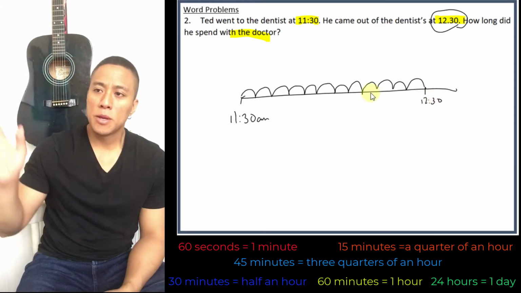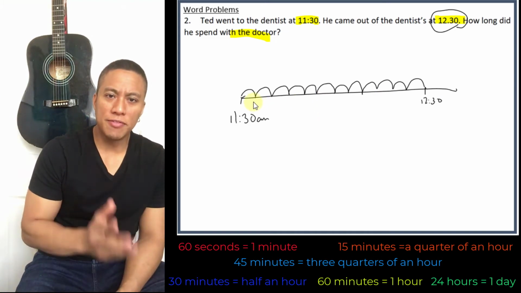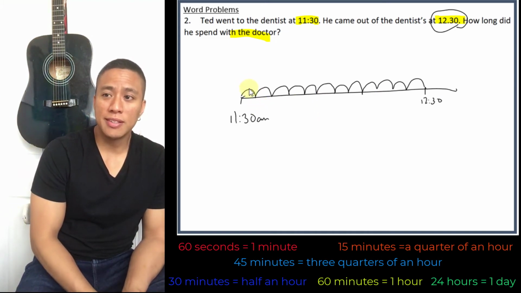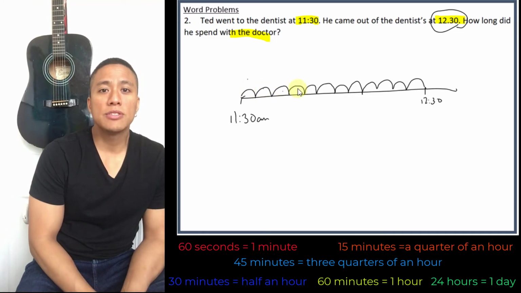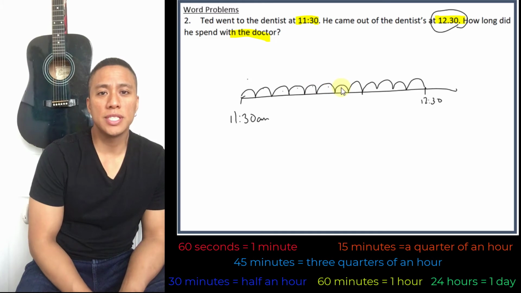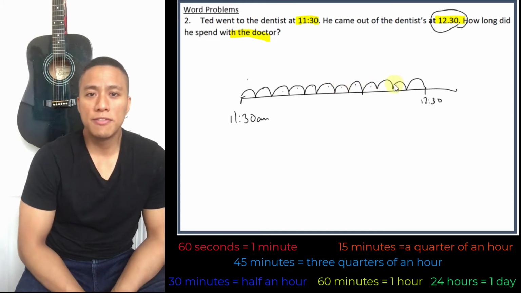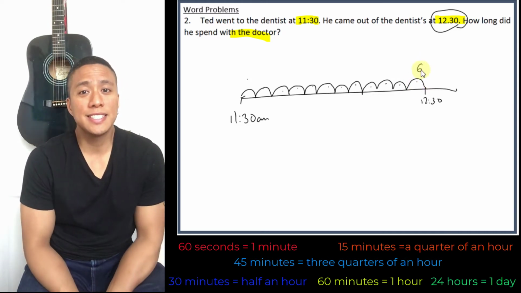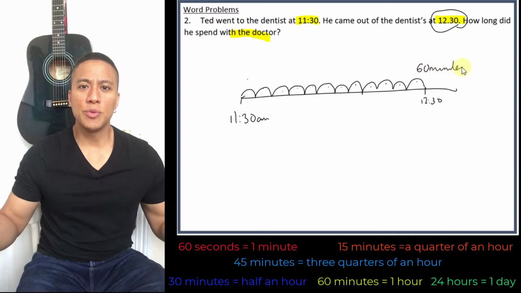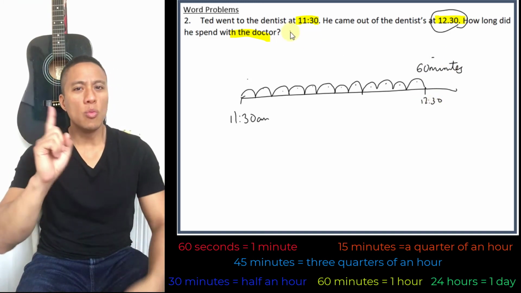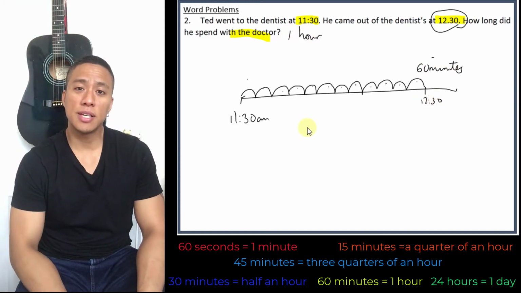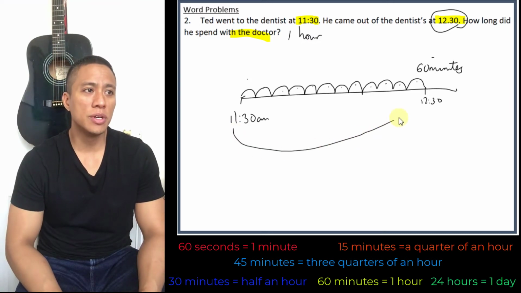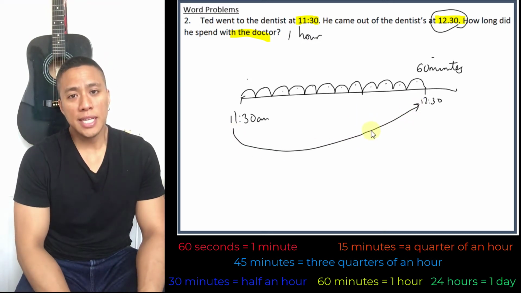So we've got all those jumps and we know we're counting in 5s. So let's go. Let's count how long it takes, okay? 5, 10, 15, 20, 25, 30, 35, 40, 45, 50, 55, 60. It takes 60 minutes. And you all know that 60 minutes is 1 hour. Excellent. That was number 2 done. It takes 1 hour. Well, Ted spent 1 hour with the doctor.